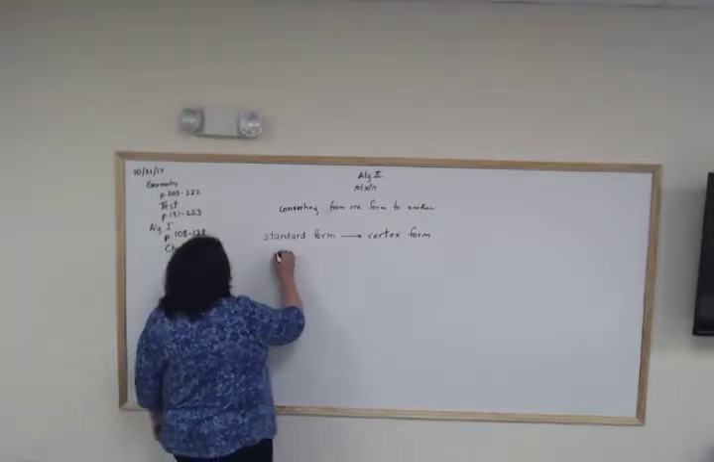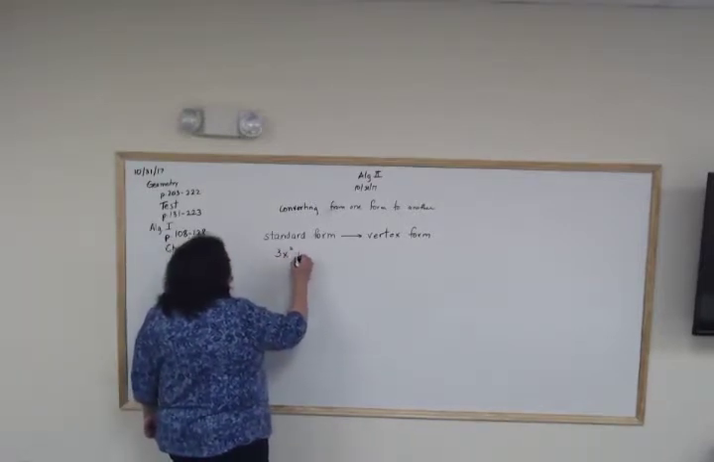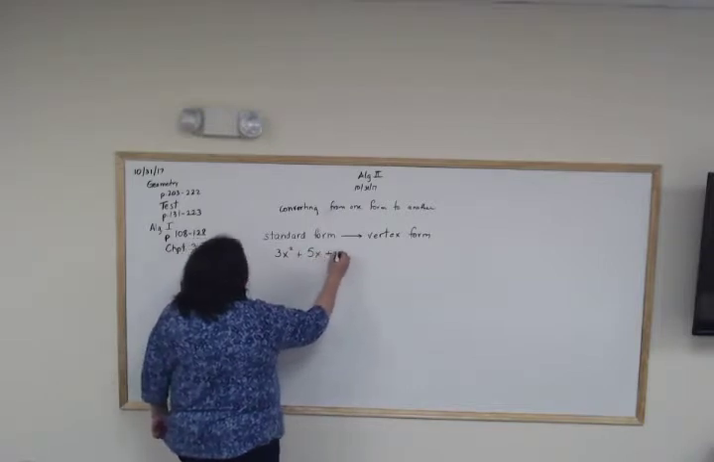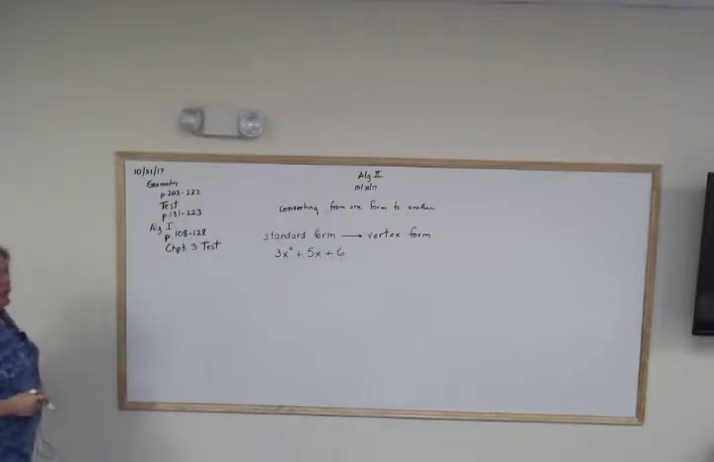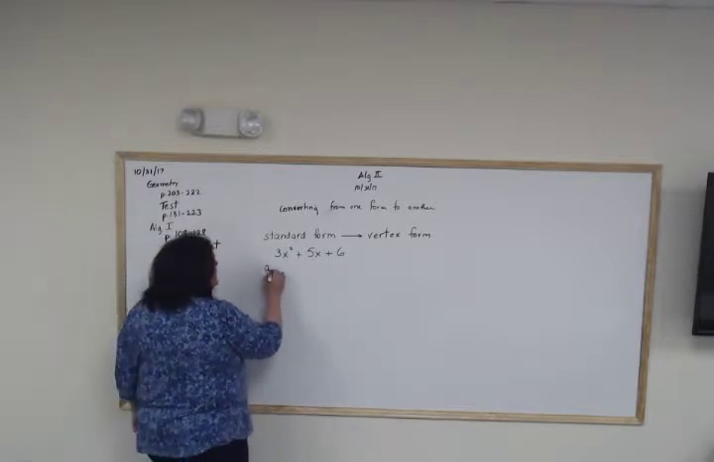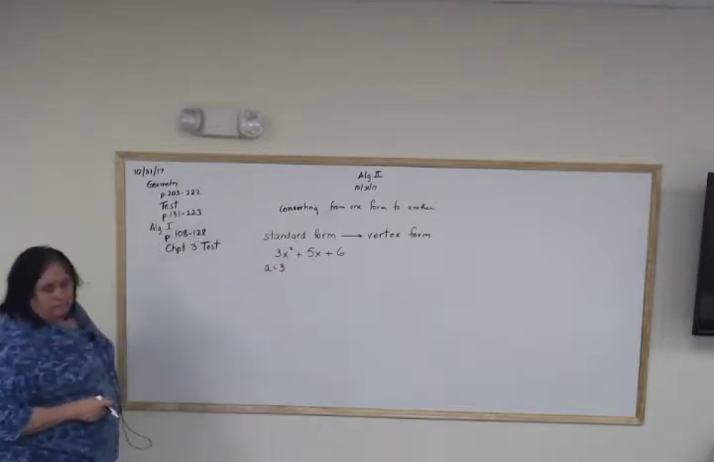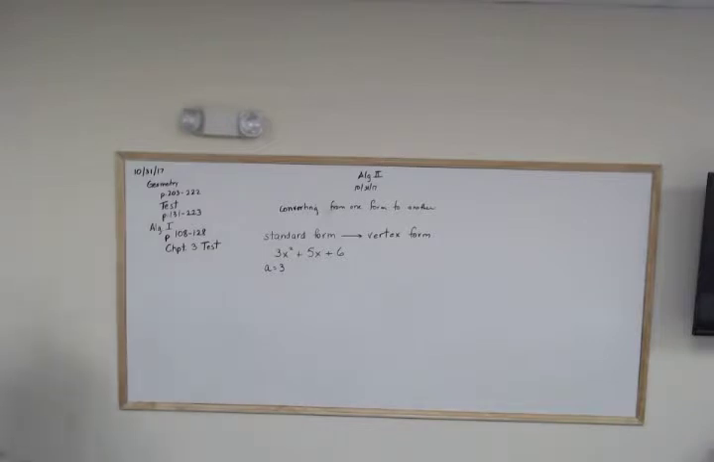So let's just say I have 3x squared plus 5x plus 6. I'm just making this one up. Now, I notice that a equals 3, right? A equals 3. So now, let's take a look at, in vertex form, what do I need? What can I get from vertex form? What's the name of that form? Vertex. So what does it have in it?